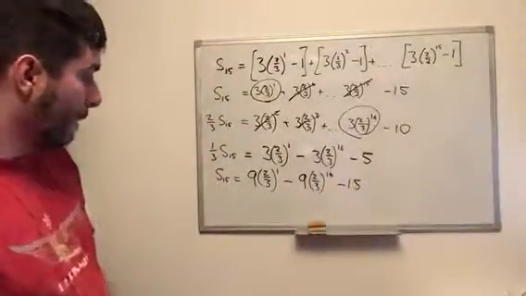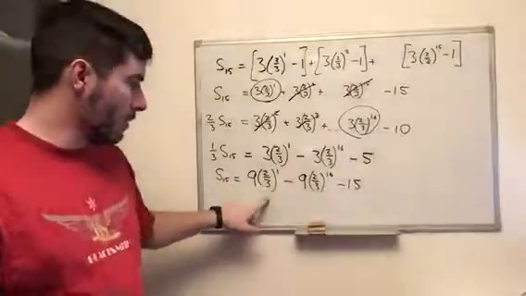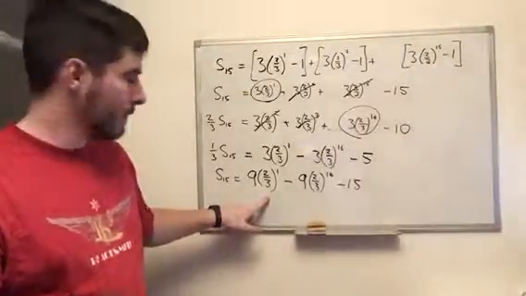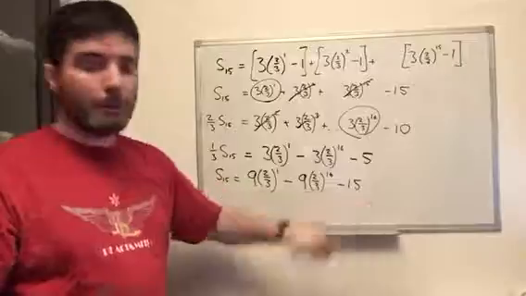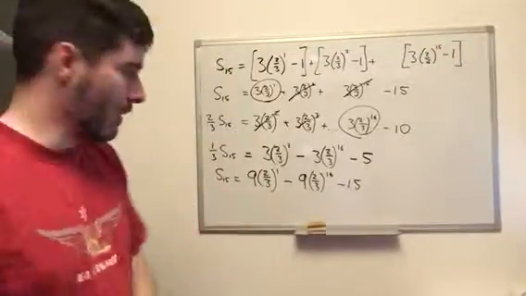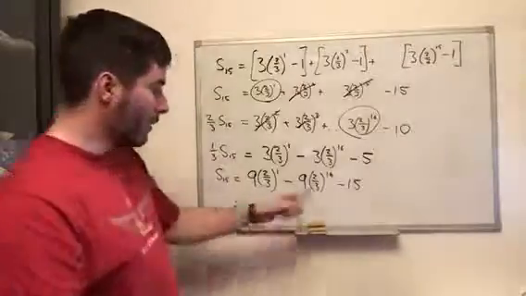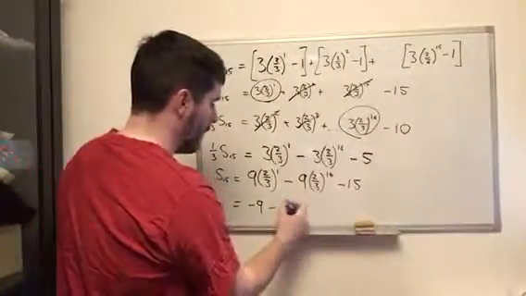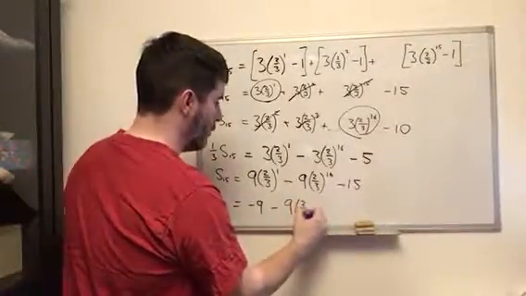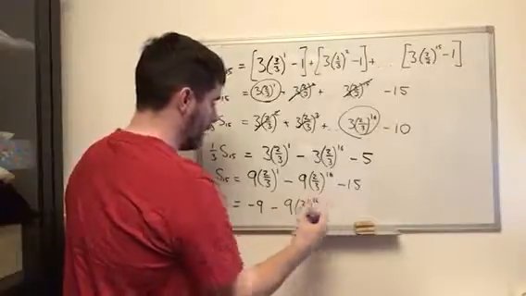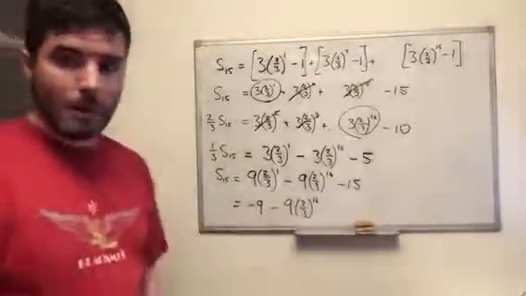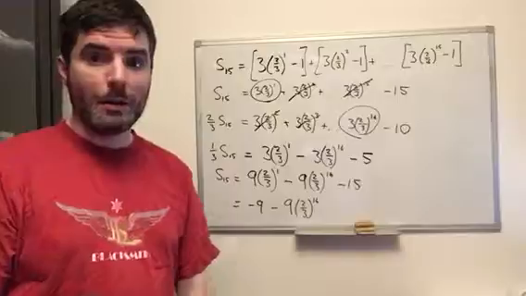Now, down here, 9 times 2/3 is going to give me 6. So that's 6. But I'm minusing 15. The result of that is minus 9. And I've still got the minus 9 times 2/3 to the 16. At this point, if you plug that in your calculator, you get the required answer. Done.